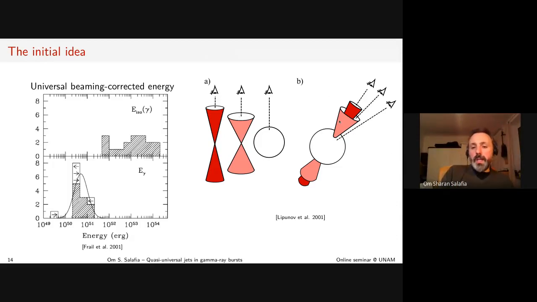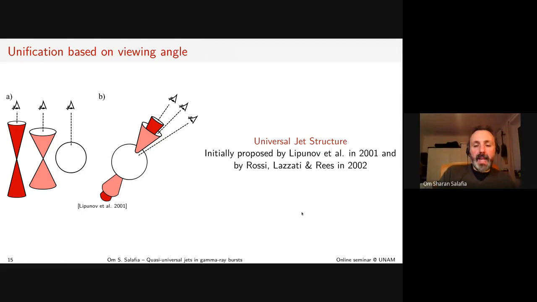Or you could also conceive a universal angular distribution of energy, because since these sources are relativistic, depending on the viewing angle, you would anyway only see the emission from the part of the jet which is pointing towards the observer. And so if you had a universal angular distribution of the energy in the jet, then the viewing angle could lead to a clustering in the collimation corrected energy, provided that some conditions apply, which are those then spelled out in detail by Rossi, Lazzati, and Rees in 2002.